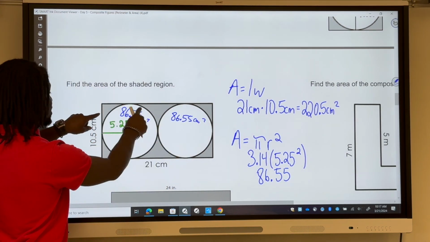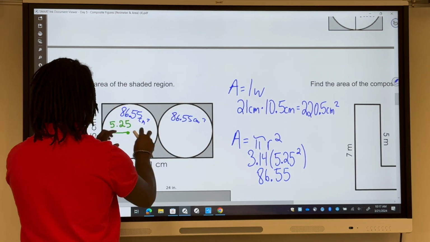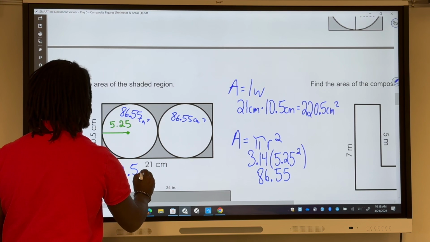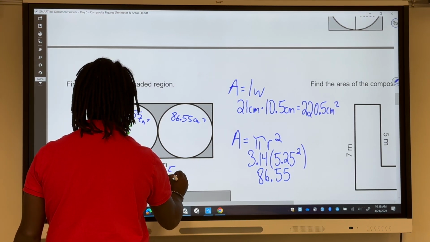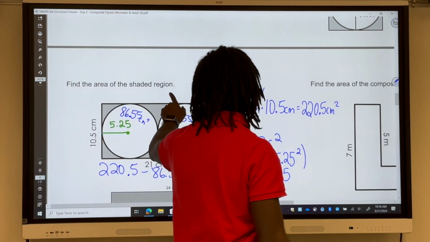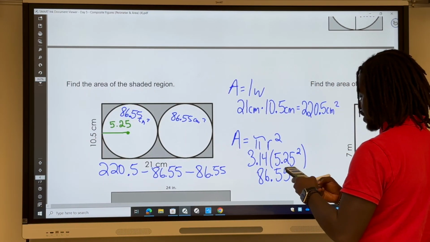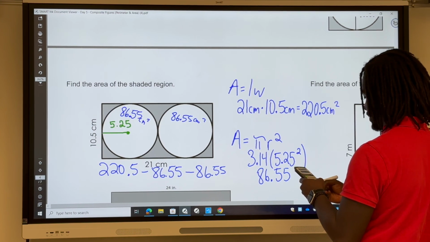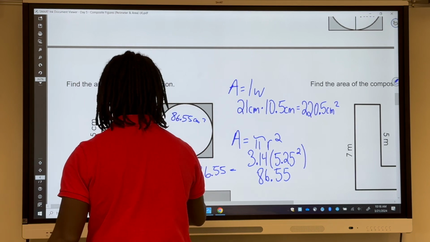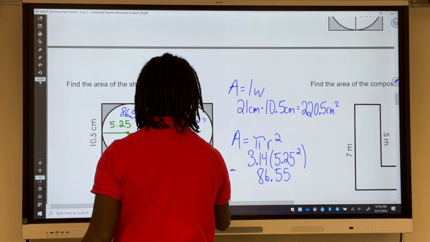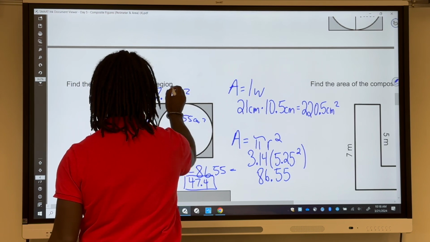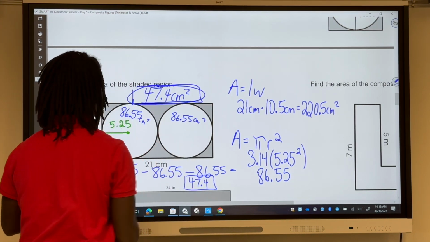So now, to find the area of just the shaded part, I'm going to take the area of the whole thing and then subtract the two circles. So I'm going to do 220.5 minus 86.55. And then I have to do the other circle, 86.55. And that is going to give me the area of just the shaded part. Okay, so the area of the shaded part, 220.5 minus 86.55 minus 86.55, gives me 47.4. Running out of room here, so let me just write it again up here. 47.4, and it is centimeters squared, is the area of the shaded part. Okay.